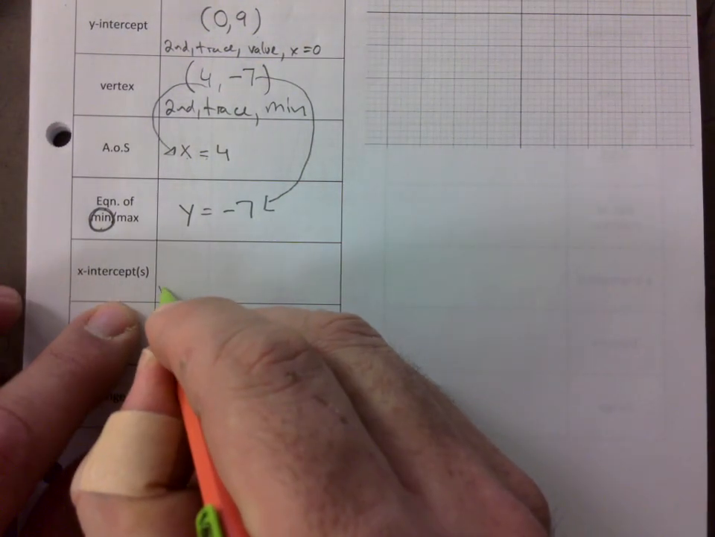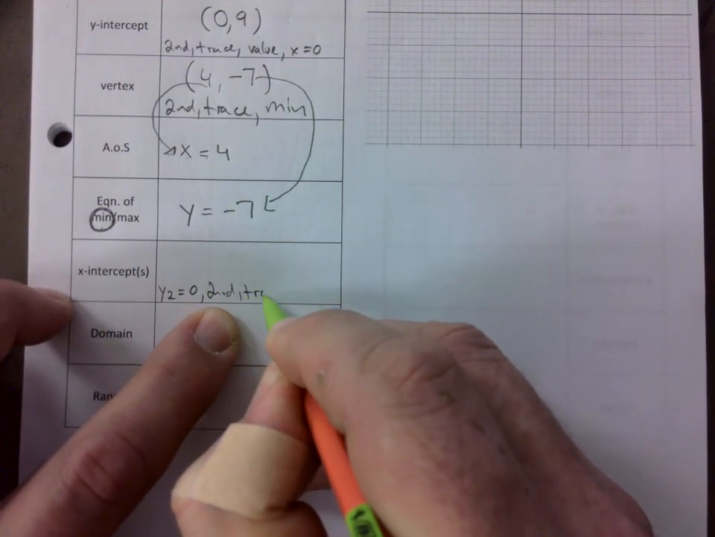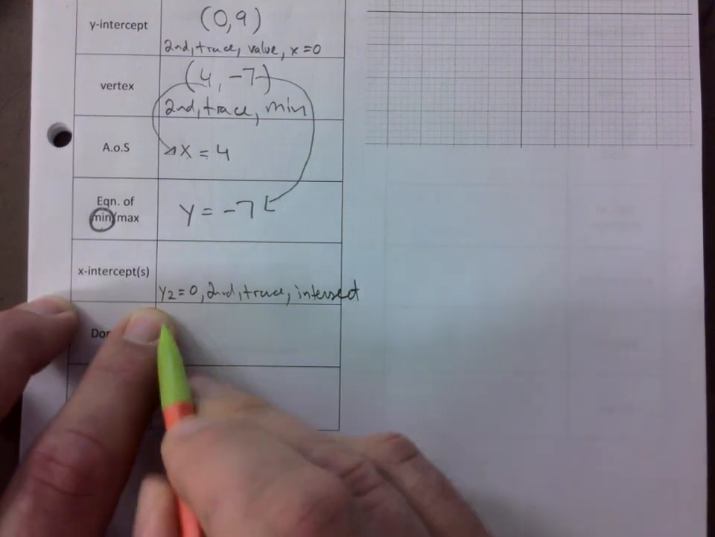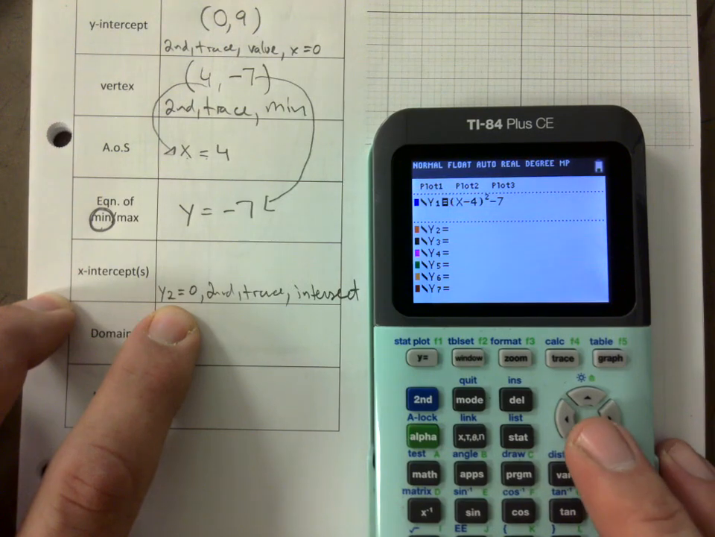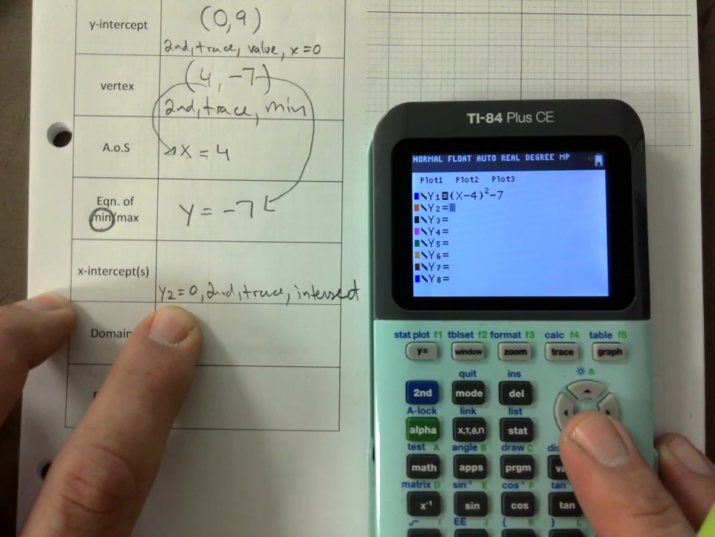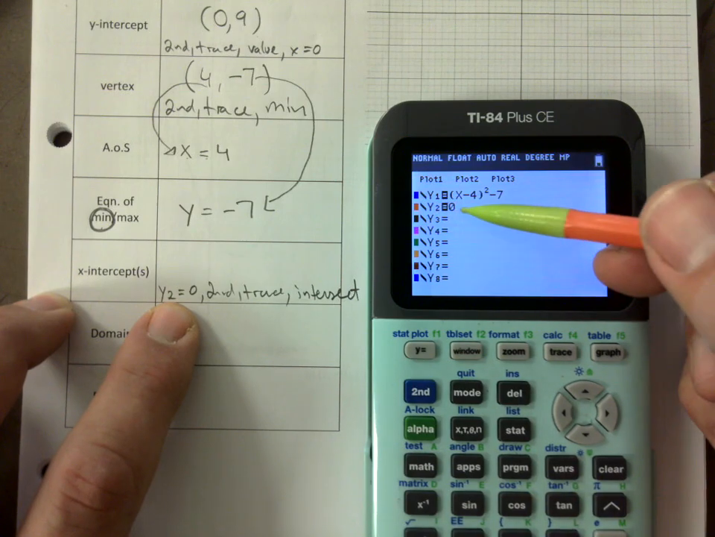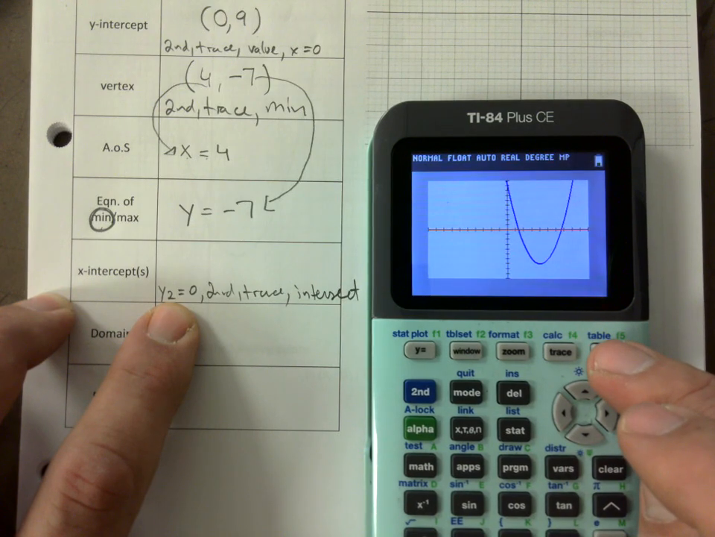X-intercepts. For that one, we let y2 equal to 0. Then we go second, trace, intersect. It's important that you make y2 equal to 0. Mr. Dixon, could I go and make y5 equal to 0? Yes. It doesn't always have to be y2. Whichever one you want, just graph a line that is y equals 0. So you press y equals, y2 is equal to 0. Press graph, otherwise this will not work.